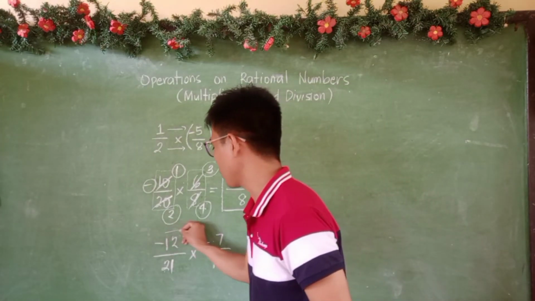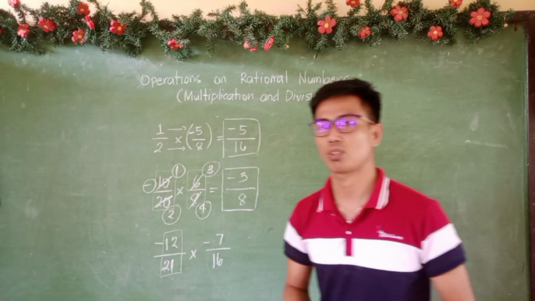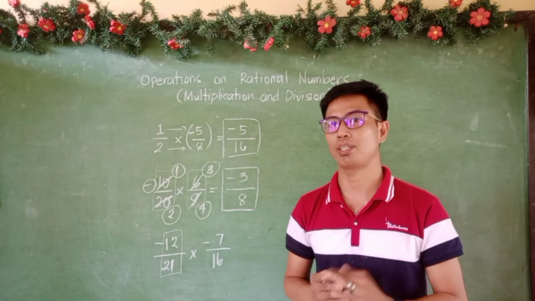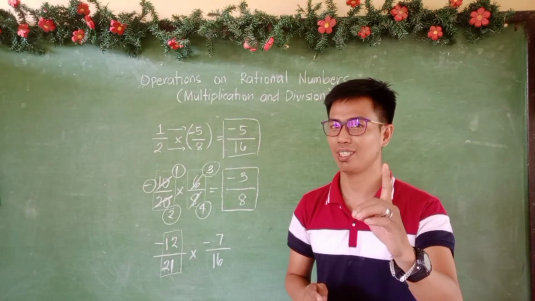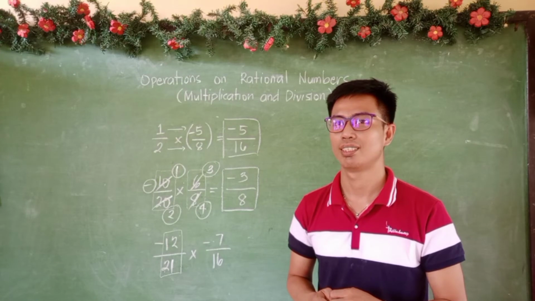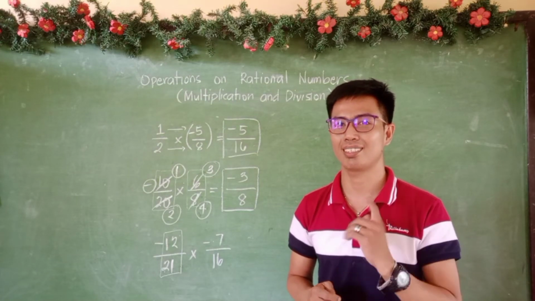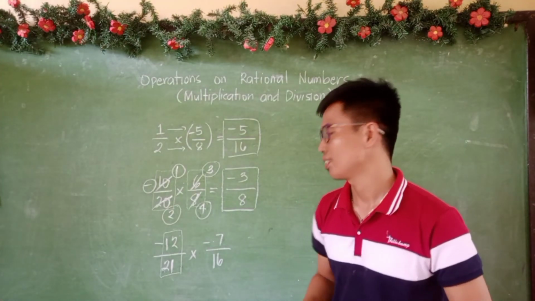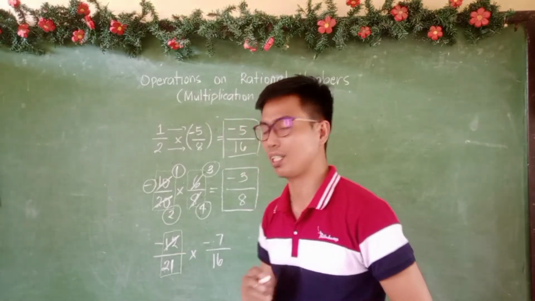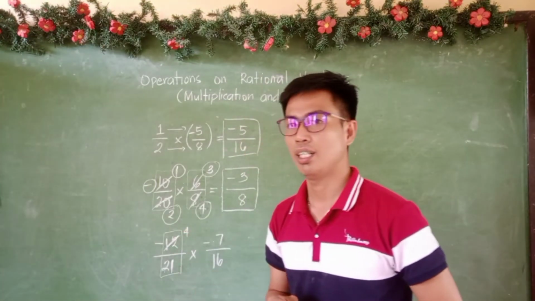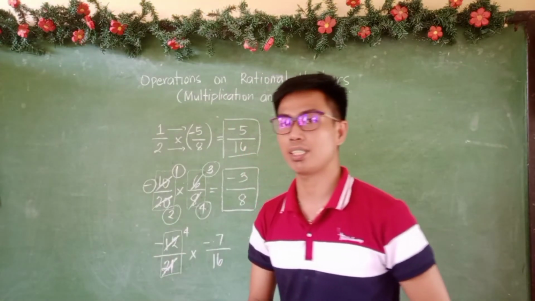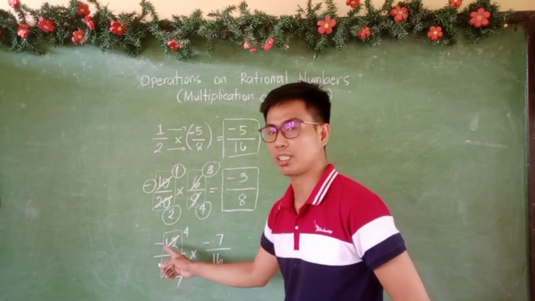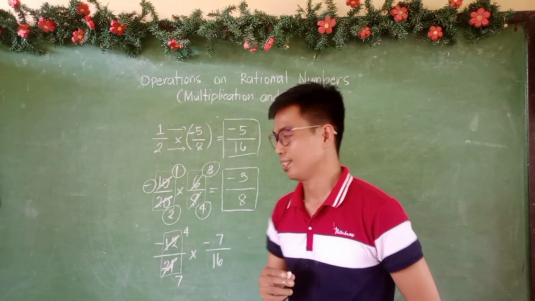So from this given, we have 12 over 21. So 12 over 21, ano yung number na pwedeng i-divide or ipang-divide sa 12 at 21? What do you think is the number? Okay, very good. That is 3. So pwede natin i-divide yung 12 sa 3 at yung 21 sa 3. So, dividing. 12 divided by 3, that is 4. And we have 21 divided by 3, that is 7. So, as you can see, nabawasan natin siya. Naging 4 over 7.